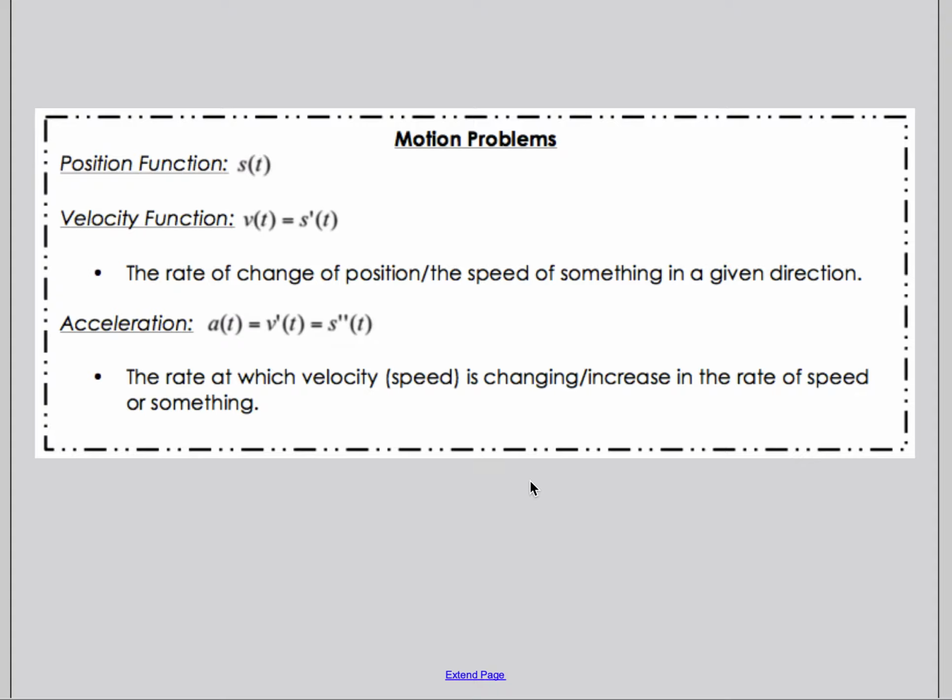So position, that is always your original function. Okay, if you want to know something about the position of the object, you always use your original. So this is your original function. If you want to know how far a particle has traveled, you'd use this one. If you wanted to know a point on the graph, that's going back to your original.